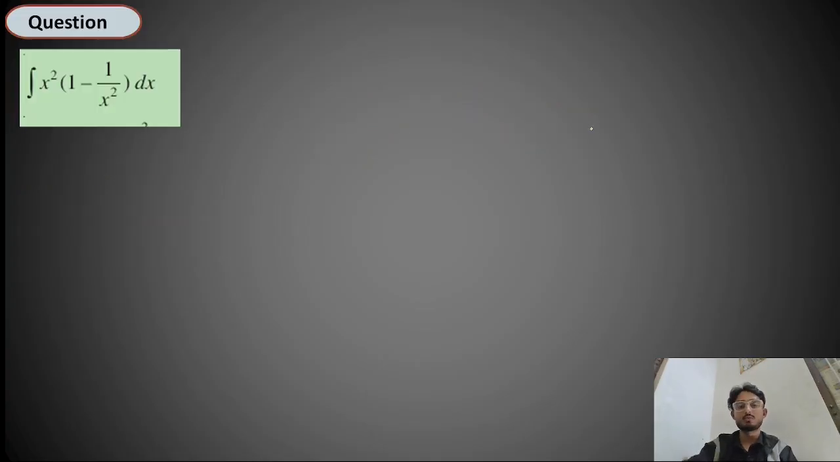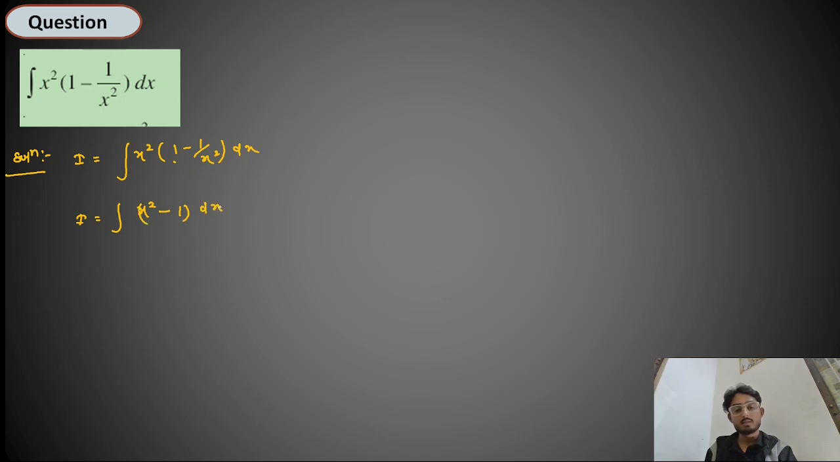Okay, let's move on. The integral of x squared times (1 − 1/x squared) dx, solution. First you write I equals the integral of x squared into (1 − 1/x squared) dx. Now we will multiply. When you multiply 1 by x squared, you get x squared. When 1 upon x squared is multiplied by x squared, you get 1, dx. Now you can separate the terms: I equals the integral of x squared dx minus the integral of 1 dx.